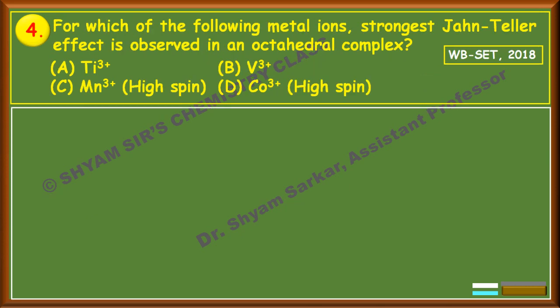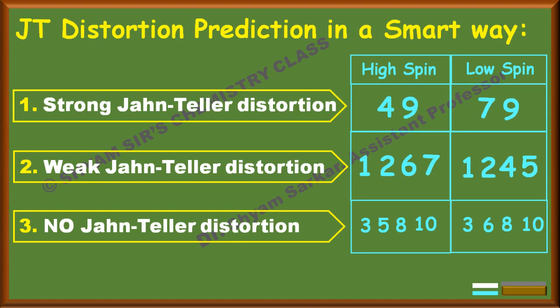Okay. So next question: for which of the following metal ions is the strongest Jahn-Teller distortion or Jahn-Teller effect observed in an octahedral complex? Okay, so for this type of answer also you have to go through my second lecture, CFT part 2. Okay, there I have discussed in detail the Jahn-Teller distortion, which system will show, which system will not show. Here, for your convenience, I have shared this chart.